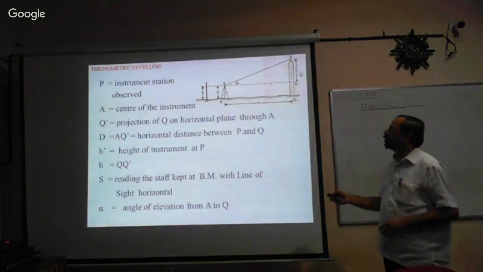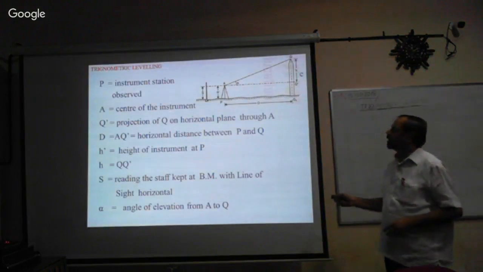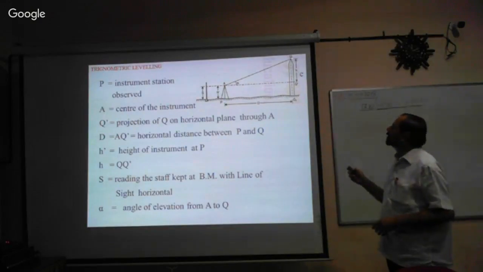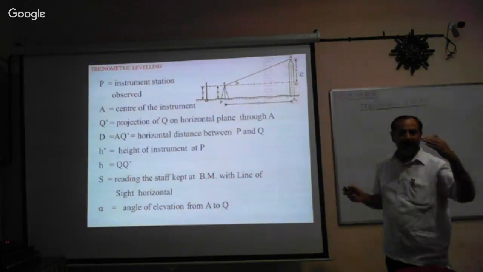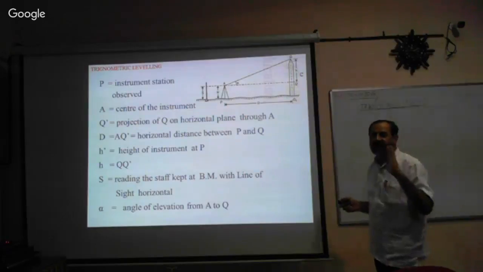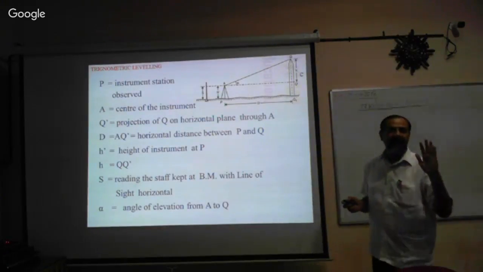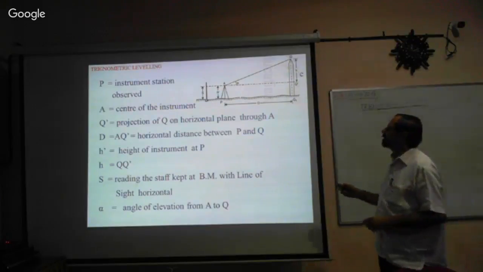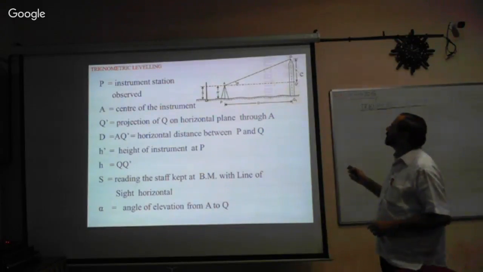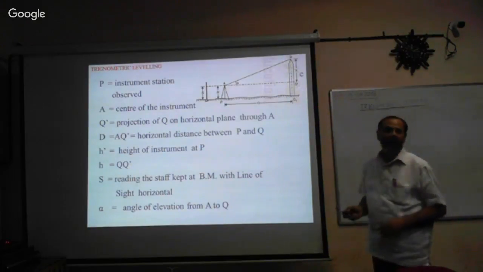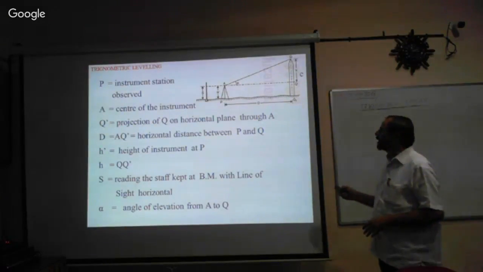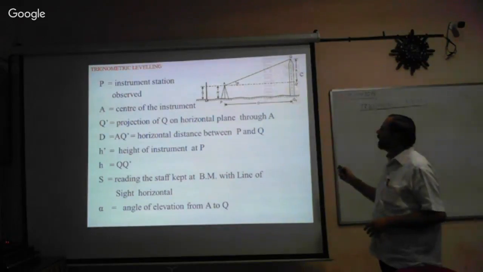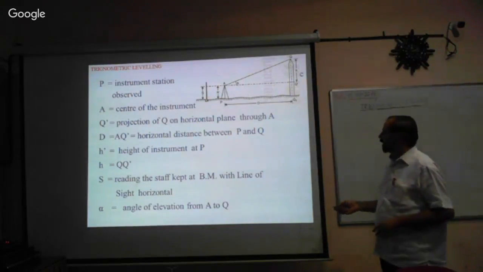So therefore, know how to calculate this. This is how we can calculate the height of the object above the instrument axis. Please remember, not the height of the object, it is the height of the object above the instrument axis. So please remember here, H is equal to D tan alpha. Simply calculate this height, then our problem is almost solved.